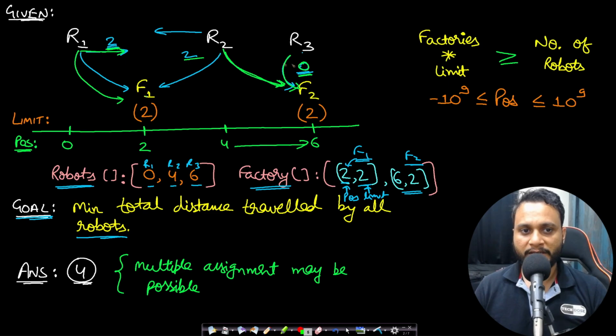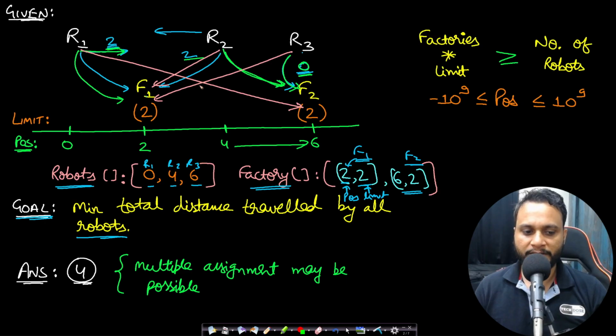Other possible assignments could be R1 being assigned to F2, R2 and R3 getting assigned to F1. But then this does not make sense, right? You will always want robots to go to the nearest factory as much as possible. So in this case, the answer is 4.